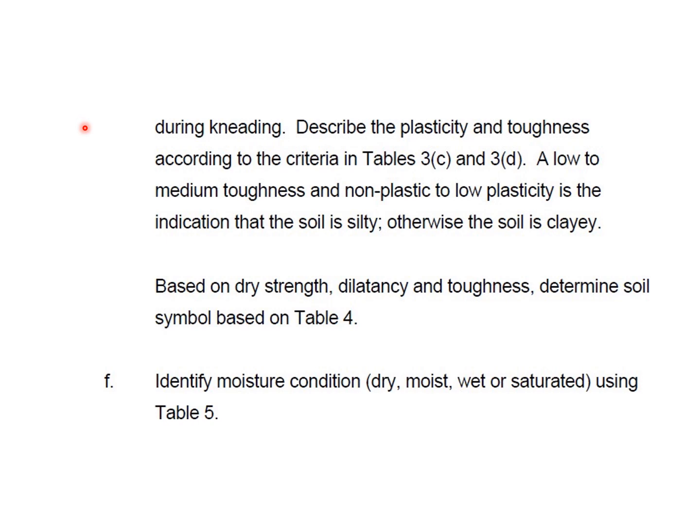During kneading, describe the plasticity and toughness according to the criteria in table 3c and 3d. A low to medium toughness and non-plastic to low plasticity is the indication that the soil is silty, otherwise the soil is clay. Based on dry strength, dilatancy, and toughness, determine the soil symbol based on table 4. Next is identify moisture condition: dry, moist, wet, or saturated using table 5.